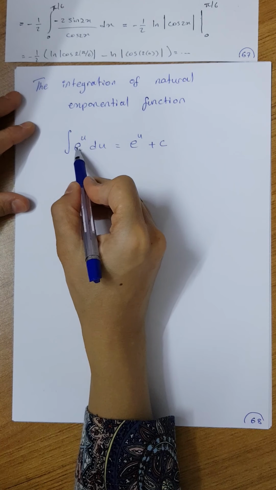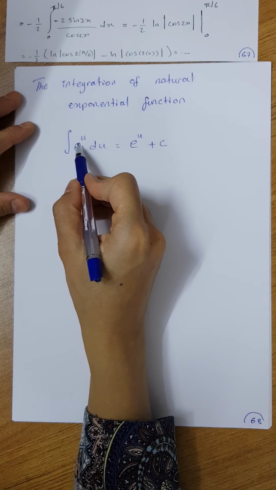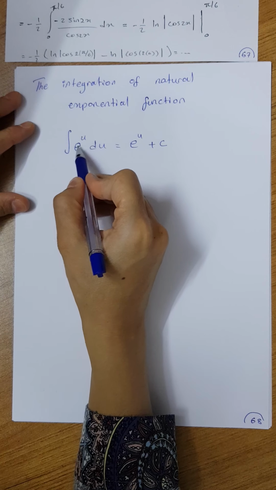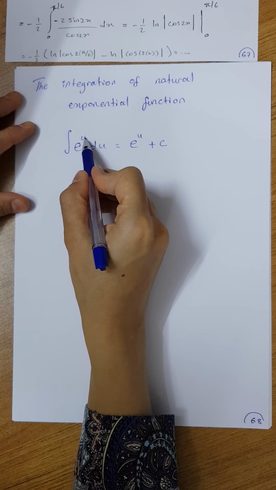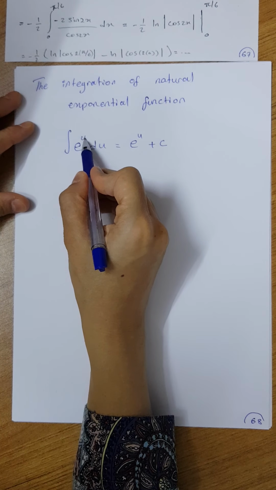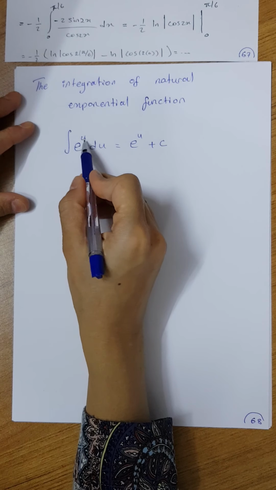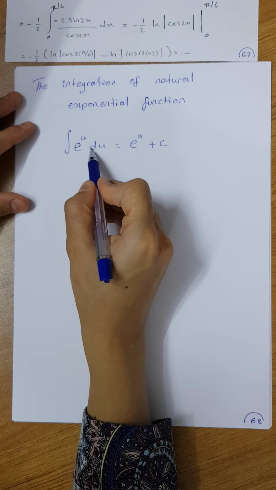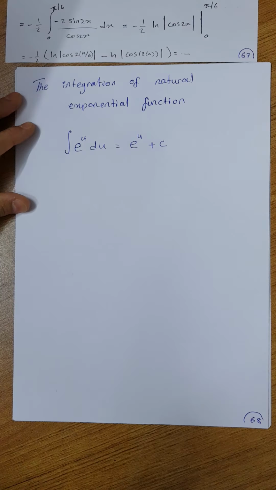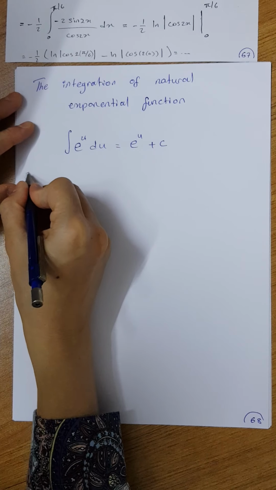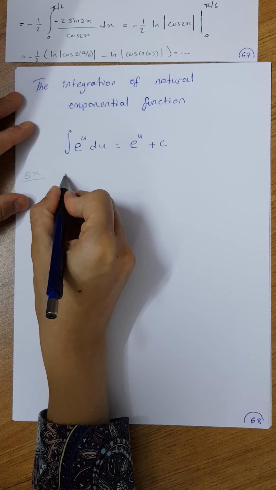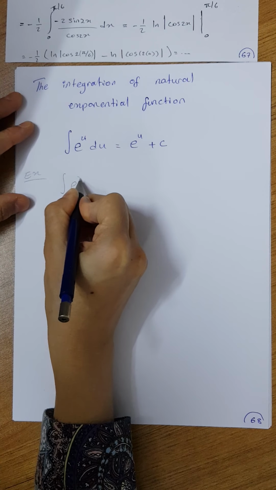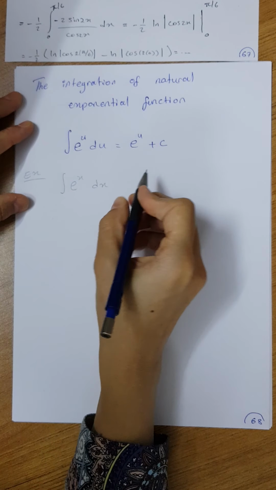That means if I have a function, e to the power of u, where u is any function, and I have the differentiation of that u right next to it, then the integration is equal to e to the power of u itself plus c. Let's start with the simplest example. We have the integration of e to the power of x dx.